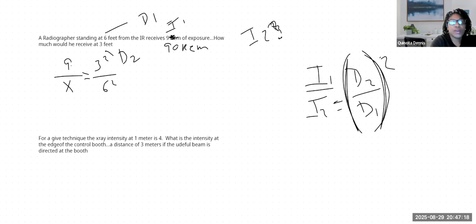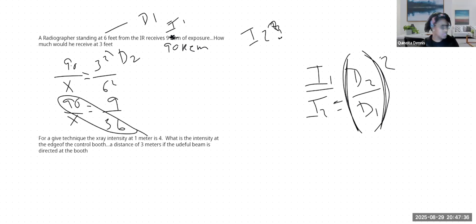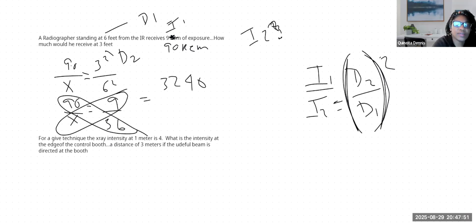So, 3 squared is 9. So I have 9, this should have been 90. 90 over x is equal to 9 over 36. We cross multiply here. 36 times 90 is equal to 3240. We need to isolate or get rid of this x, so 3240 divided by 9, and that gives us 360 rem.